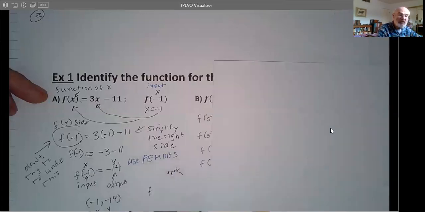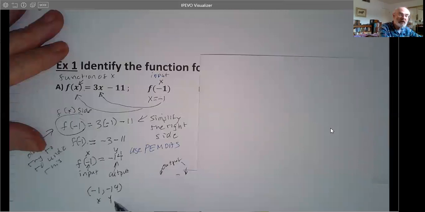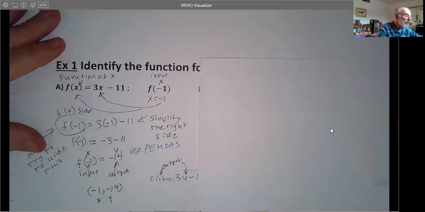Not undoing, not SADMAP. So -1 is your input and -14 is your output. And you'll notice this becomes your ordered pair. These are your x and y coordinates that you could graph.